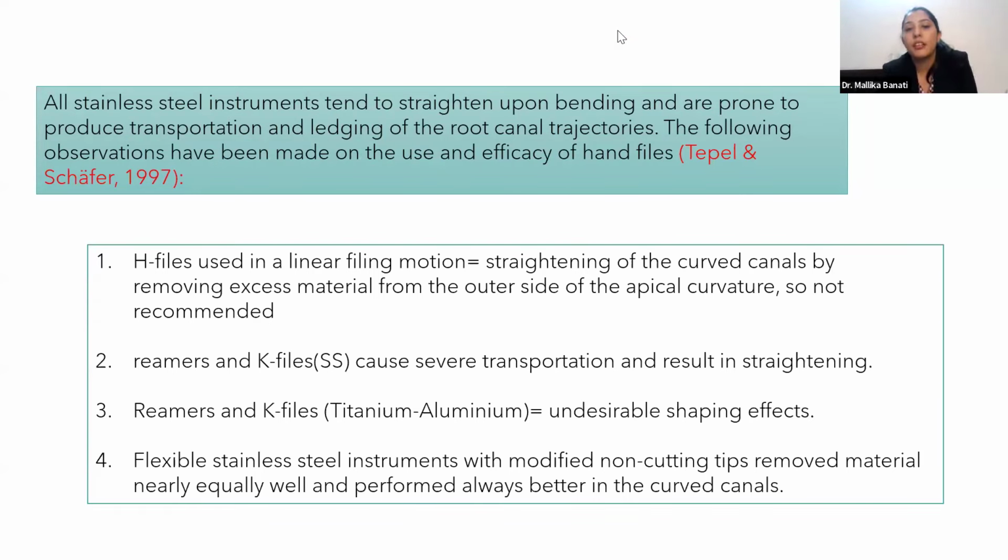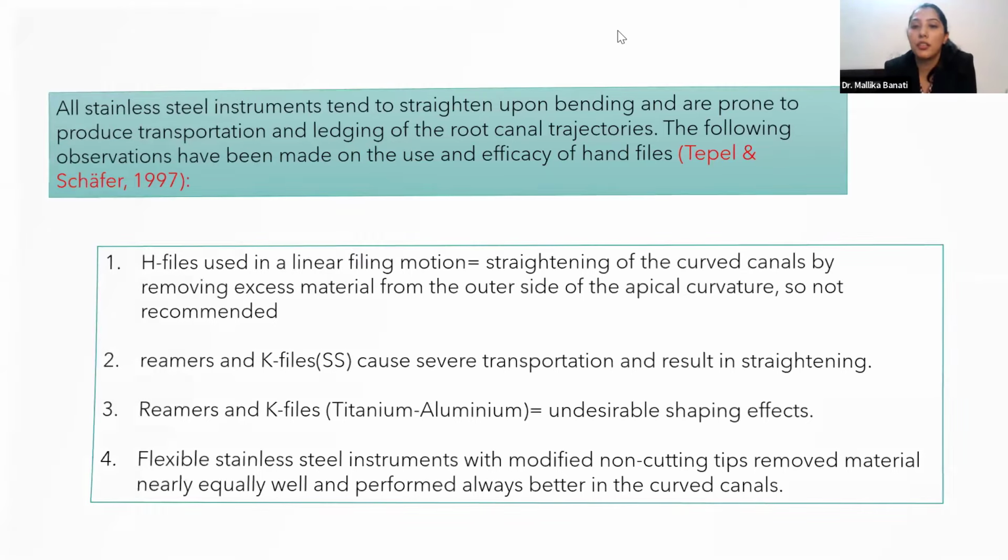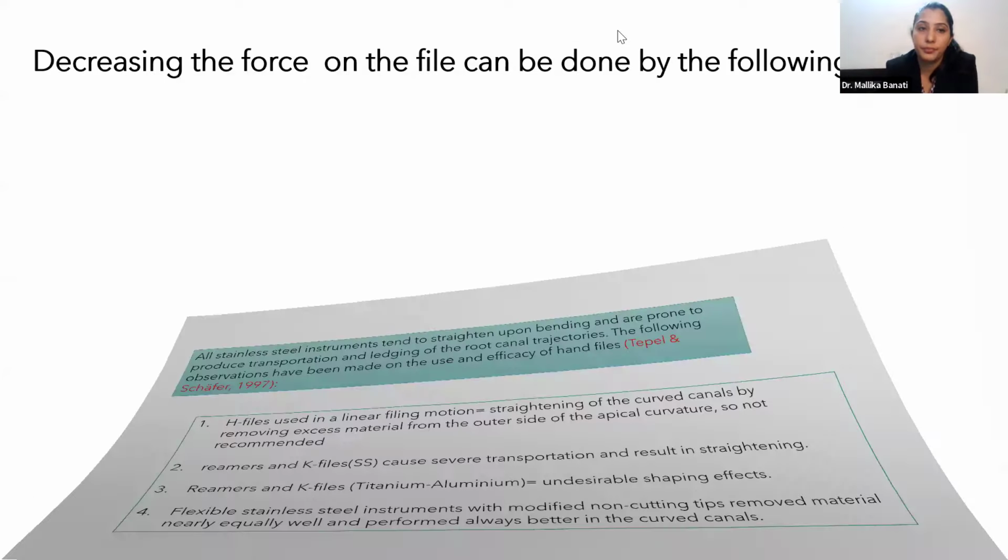Reamers and K files can be the material of choice for just taking the patency, but nickel titanium files are the best. The undesirable shaping effect is given by the K files, which are stainless steel, so they have a cutting effect as well. Flexible stainless steel instruments with a modified non-cutting tip removed the material equally well and performed better in curved canals, because they're more flexible and chances of separation become a lot lesser.